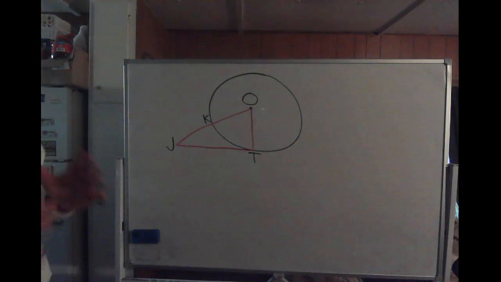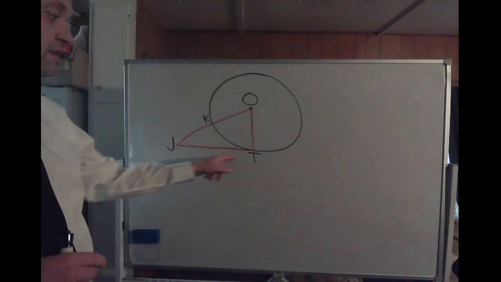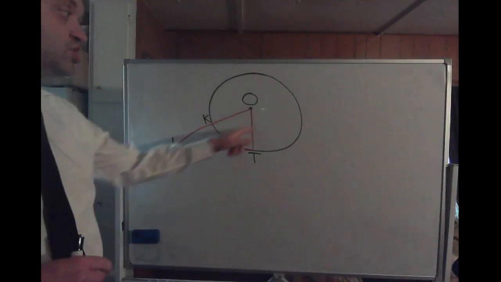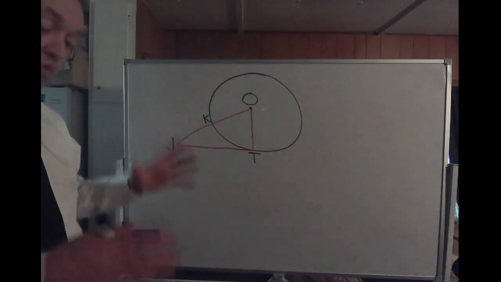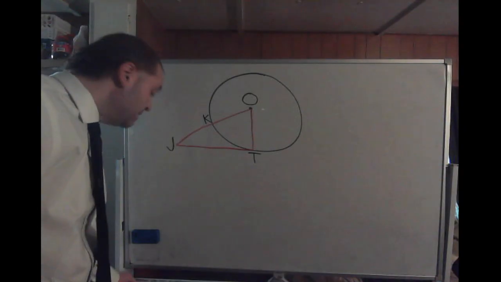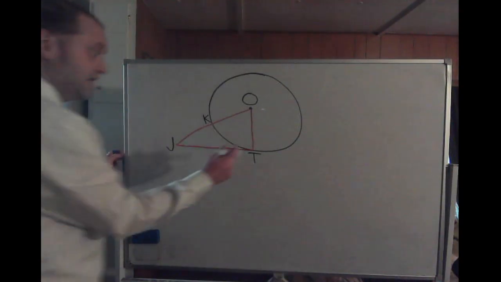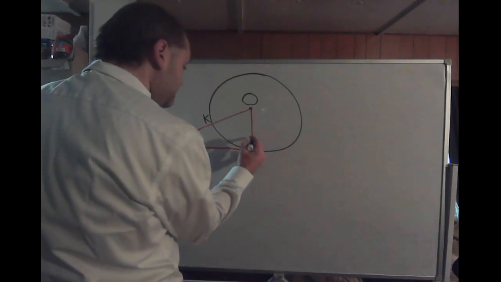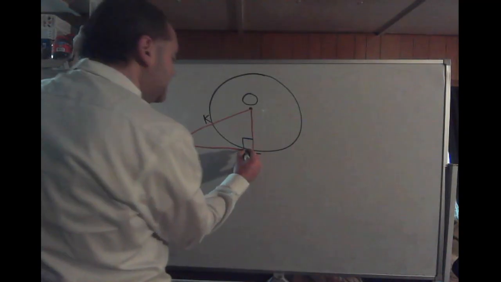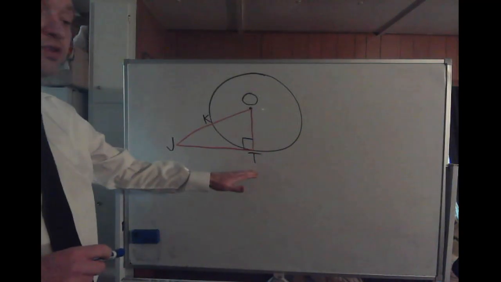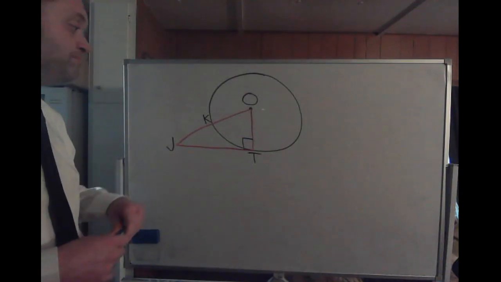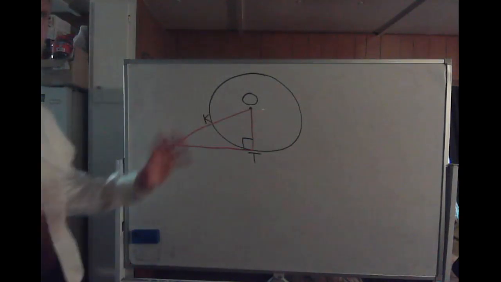We can see that line segment JT is tangent to circle O at point T, right? What does that mean exactly? That's going to mean that JT is perpendicular to OT, since a tangent line is perpendicular to the radius of a circle at the point of tangency. So we actually have a nice right triangle now.